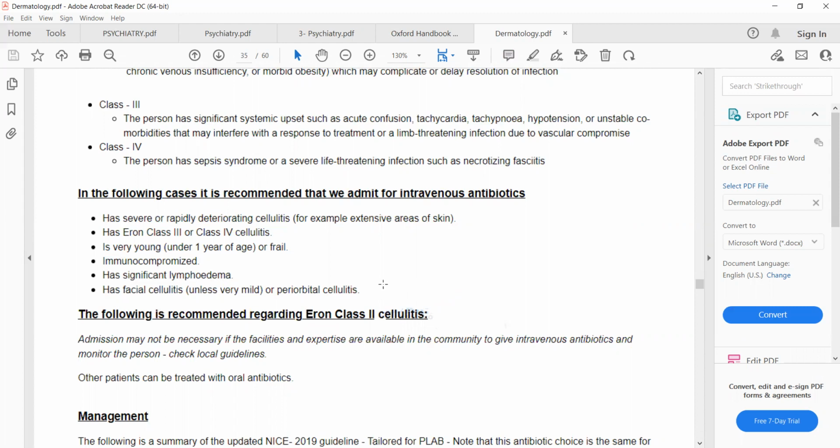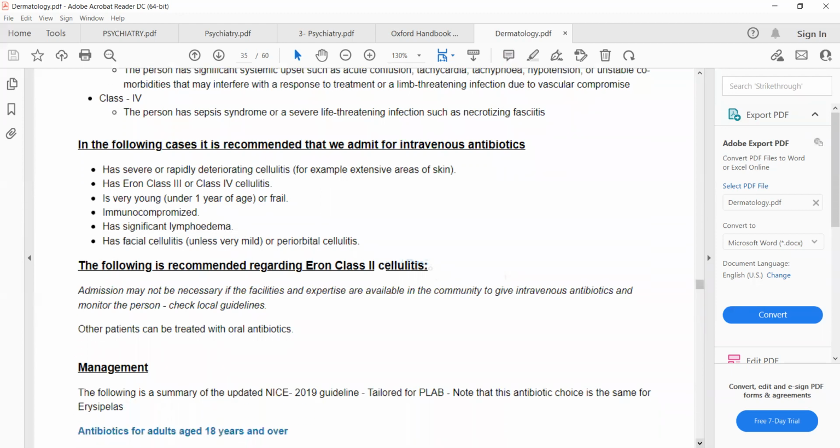What are the other indications to admit a patient with cellulitis? If rapidly deteriorating cellulitis, for example, extensive area of skin is involved, then we'll admit the patient as well. Class 3 and class 4 cellulitis, if patient is younger than 1 year of age, if the patient is immunocompromised, and if the patient has significant lymphedema, and if the patient has facial cellulitis or periorbital cellulitis, then we need to admit the patient to manage the patient in the ward.